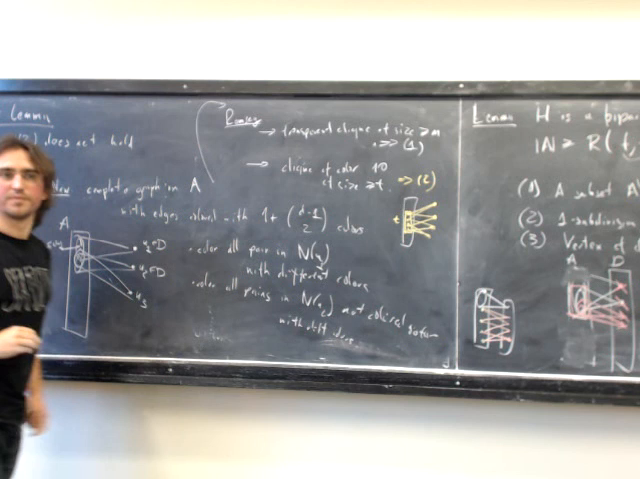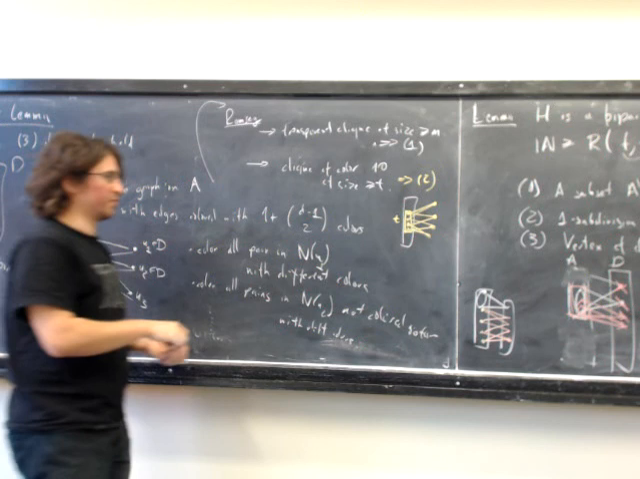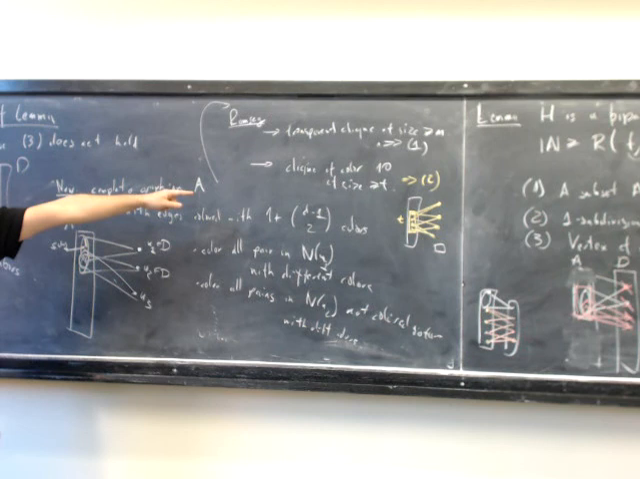And we are done. That's the end of the proof, because Ramsey gives us either that or that for one of the colors. Good. So this is the proof of the lemma.